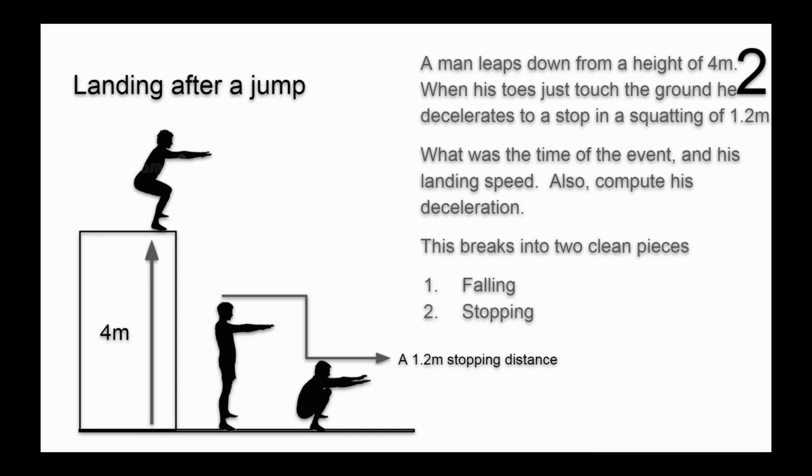The problem breaks into two clean pieces. We cannot do this in one pass because during the leap he is subjected to gravity accelerating him downwards. On the second part, when he hits the ground, he is now subject to an upwards acceleration, slowing his speed down. So it cannot be done in a single pass.